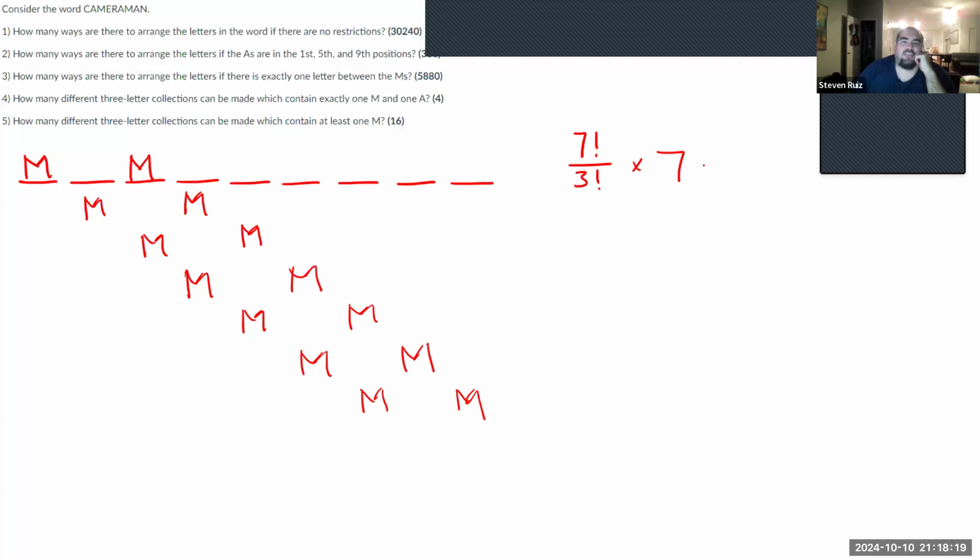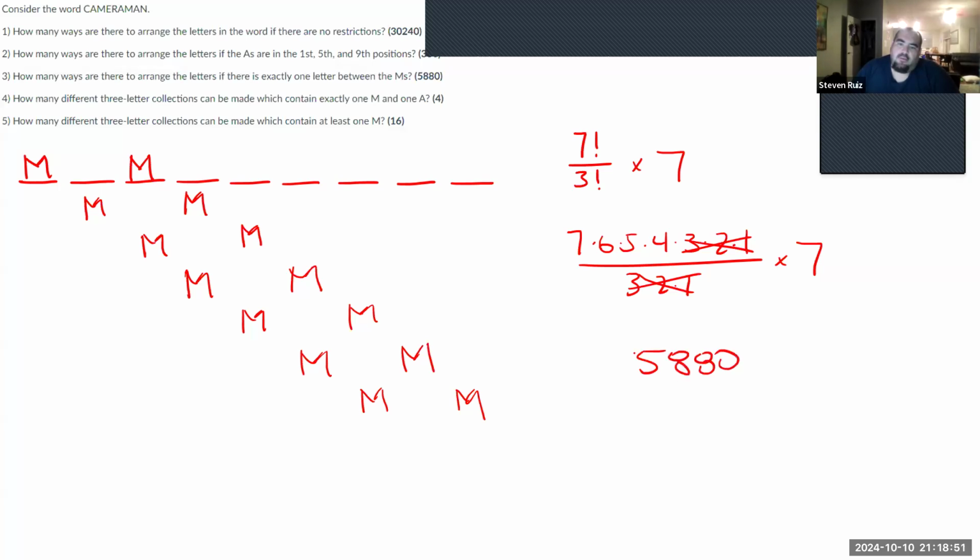But I've got to account for the fact that there are 7 different places for the M's that I could use. So if we write this out, 7 times 6 times 5 times 4 times 3 times 2 times 1, all over 3 times 2 times 1 times 7. Cancel, cancel. So I get a number that I'm not going to try to multiply in my head: 7 times 7 times 6 times 5 times 4. And I do indeed get 5,880.